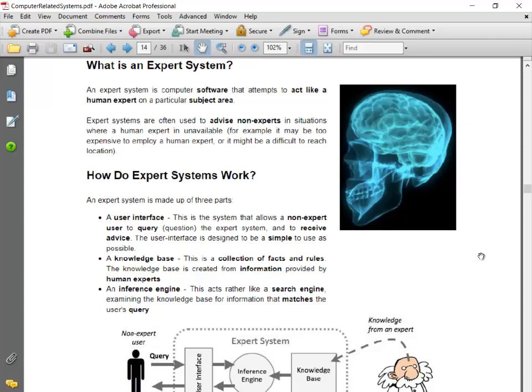The front end and the back end. The back end is your database. The front end is where you type in. You have to connect your front end with the back end. How do you connect the front end with the back end? It's a middleware. What is middleware? Middleware basically consists of your inference engine. The inference engine will have different interrogation techniques.